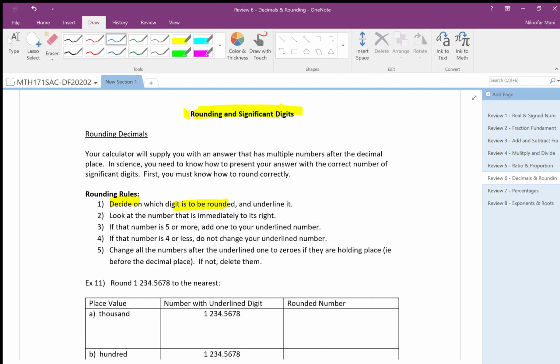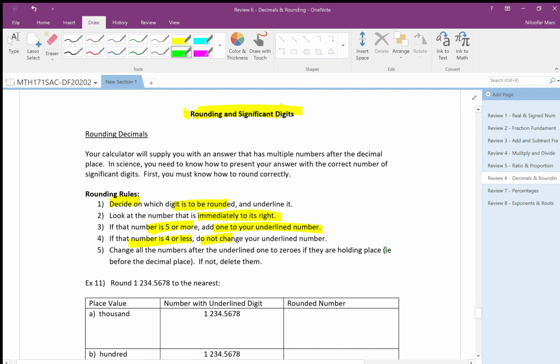Then you look at the number which comes immediately after that, to the right. If the number is 5 or more, you add one to the underlined digit. If the number is 4 or less, you don't change it. Then change all the numbers after the underlined one to 0 if they are place holders. I will show what I mean here.